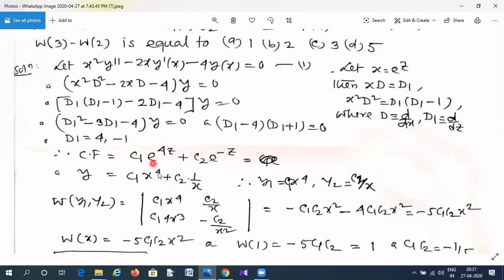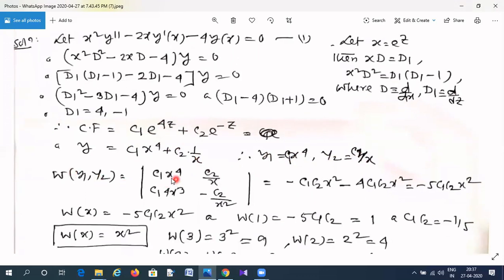So in the question, it is given that y1 and y2 are two linearly independent solutions. So I'm taking y1 as c1 x to the power 4 and y2 as c2 by x. The Wronskian of y1, y2, this formula is y1, y2, y1', y2', that is c1 x to the power 4, c2 by x. The derivative of c1 x to the power 4 is c1 into 4x cubed. The derivative of c2 by x is minus c2 by x square. If we calculate the determinant, we'll get minus 5 c1 c2 x square.